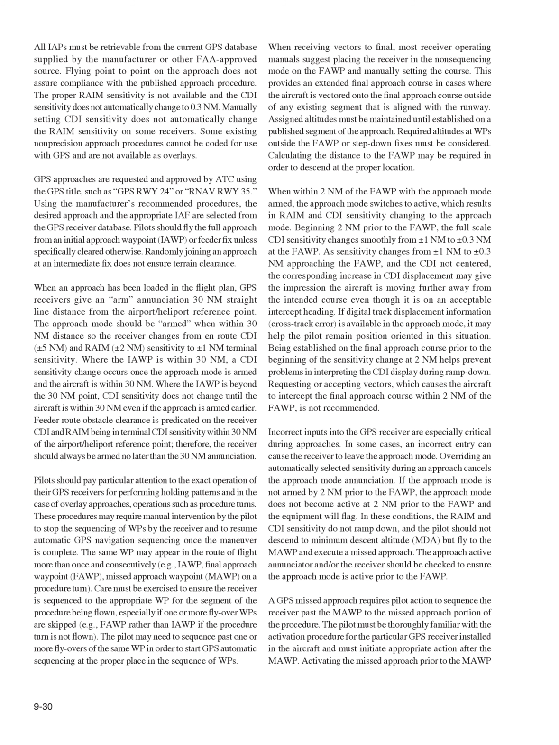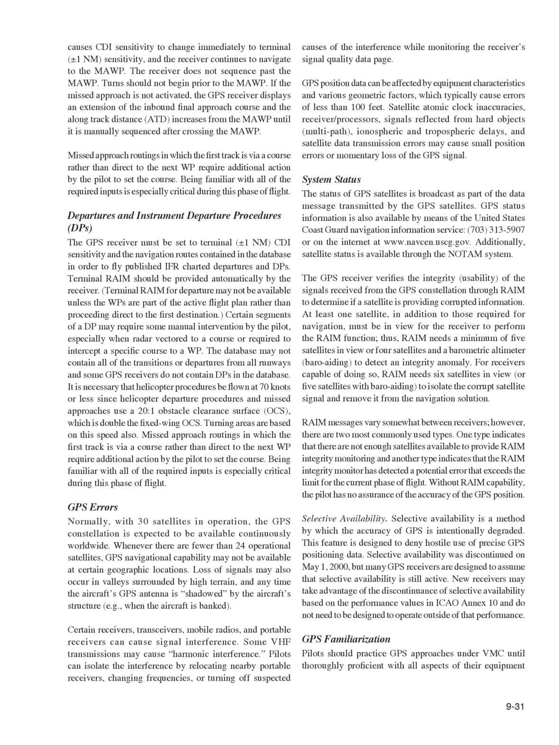Activating the missed approach prior to the MOP causes CDI sensitivity to change immediately to terminal plus or minus 1 nm sensitivity, and the receiver continues to navigate to the MOP. The receiver does not sequence past the MOP. Turns should not begin prior to the MOP. If the missed approach is not activated, the GPS receiver displays an extension of the inbound final approach course and the along track distance, ATD, increases from the MOP until it is manually sequenced after crossing the MOP.